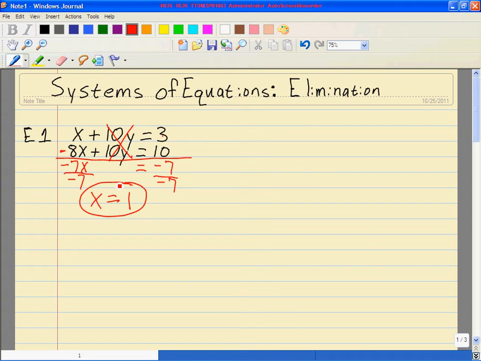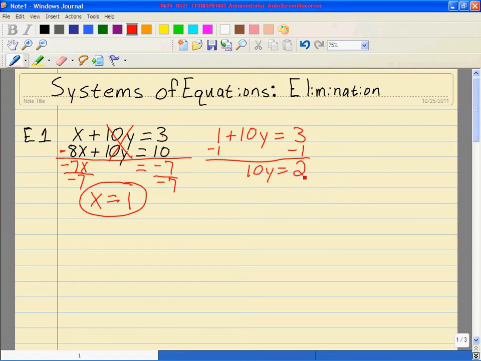Now that I have this x is equal to 1, I can take that and substitute it into either the first equation here or the second equation and get my answer. I'm going to use the first equation. This will give me 1 plus 10y is equal to 3. Then I will solve this equation, subtract 1 from each side.